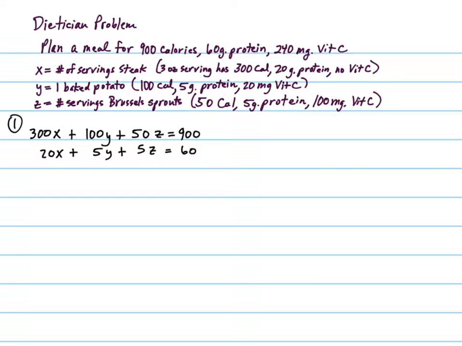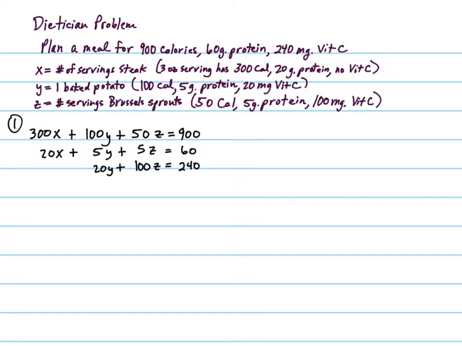You can do the same thing for vitamin C. Notice you don't get any milligrams of vitamin C from the steak. We're getting 20 milligrams for each serving of baked potato, and 100 milligrams of vitamin C for each serving of Brussels sprouts. And we need that to add up to 240. And so first of all, we had to find an equation. This is our equation.